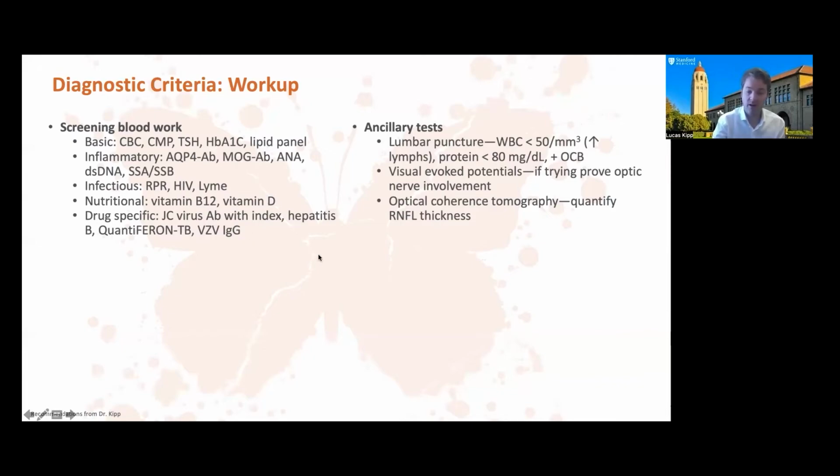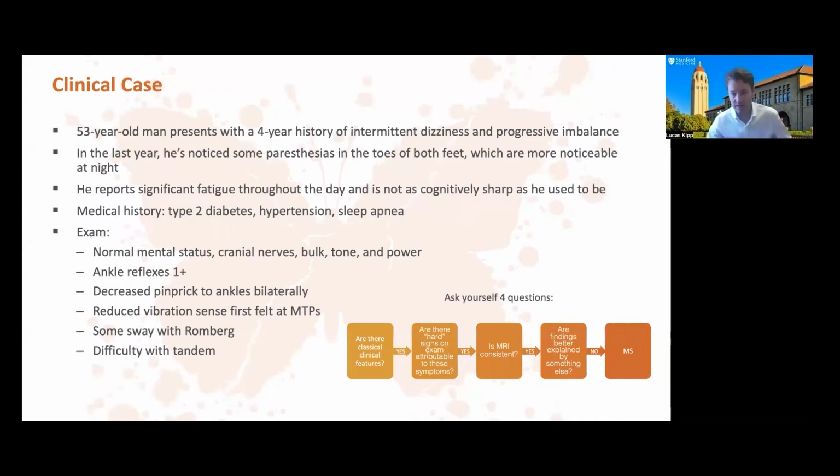If you're looking for other evidence of demyelination elsewhere, we can look at things like visual evoked potentials or OCT to look at the integrity of the optic nerve. There are also some things that we expect to see on lumbar puncture that also come with positive oligoclonal bands. So taking these points into consideration, think about this case and whether you think they meet diagnostic criteria.